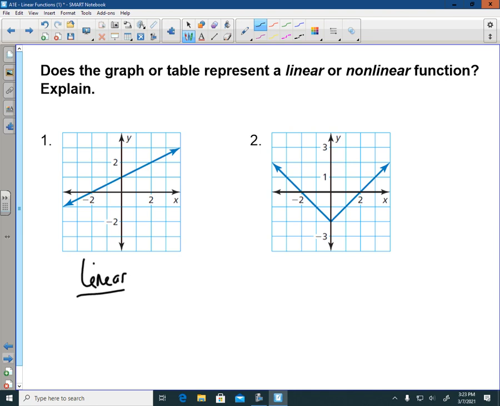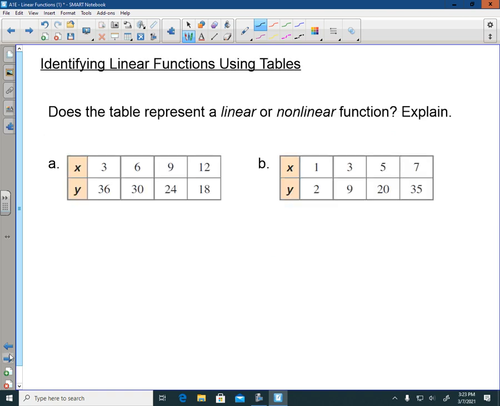Now, what about number 2? It's a little bit trickier because you want to feel like it's a couple of lines. They are straight, but that's not a line. You have to look at its whole thing, and it's actually more of a V. And so this is nonlinear. Only when it's actually a line, and only a line, is it linear.